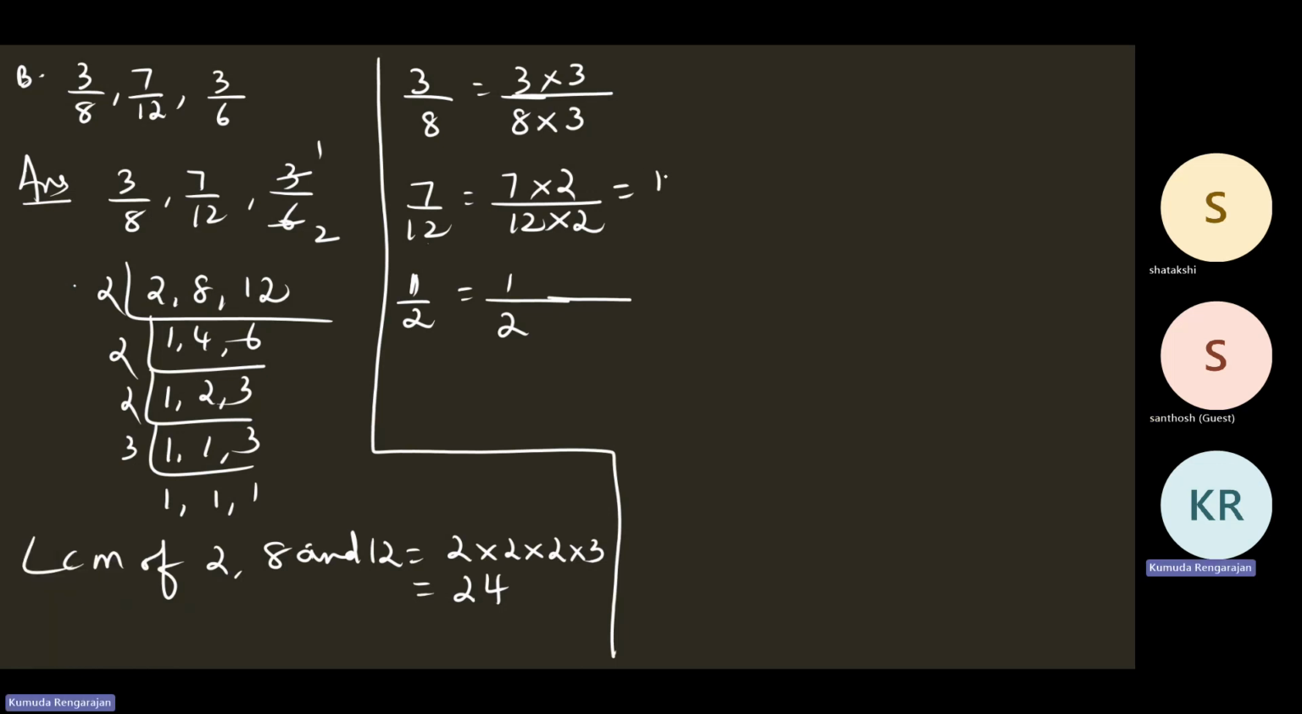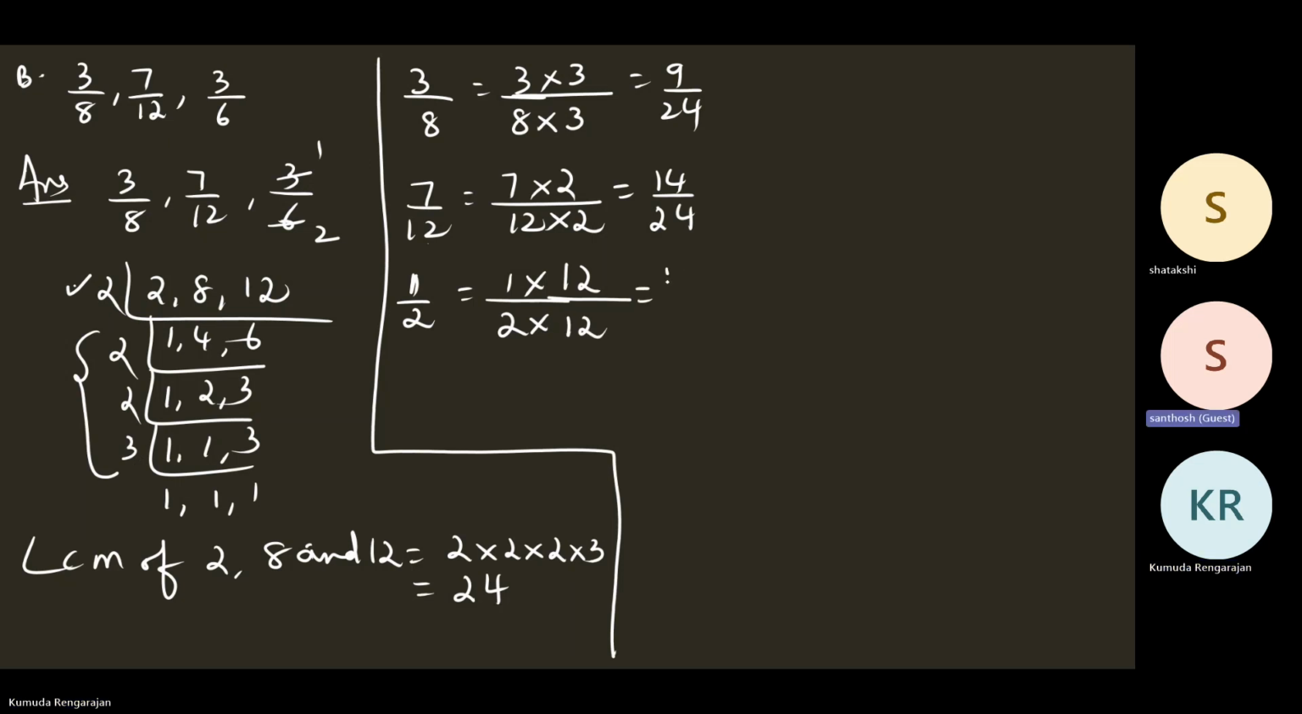So, ma'am, you get 14 by 24 here, and here you get 9 by 24. Now in the last one, in 1 by 2, what is the denominator? 2 is the denominator. So multiply the remaining numbers. What is 2 into 2? 4. 4 into 3, 12. So you should multiply the numerator and denominator by 12.